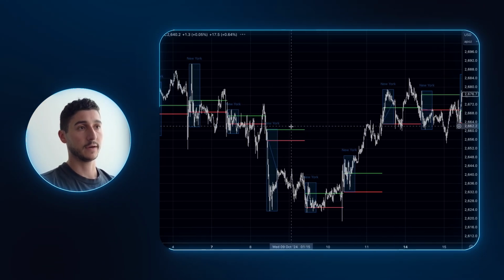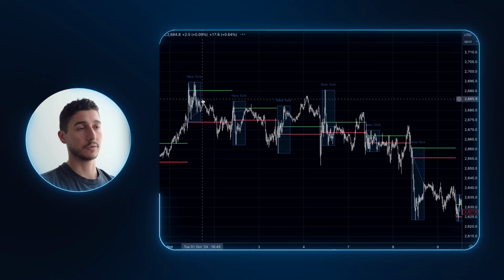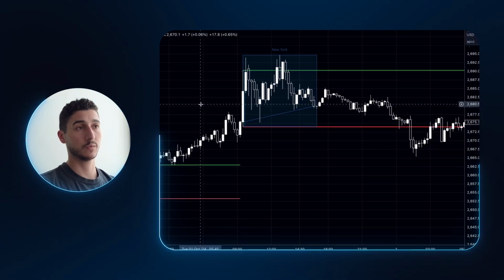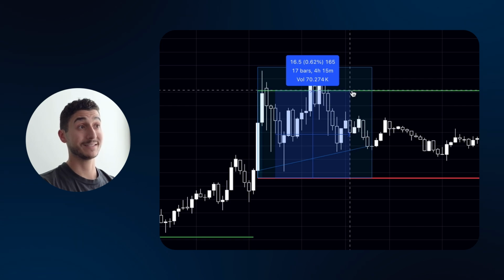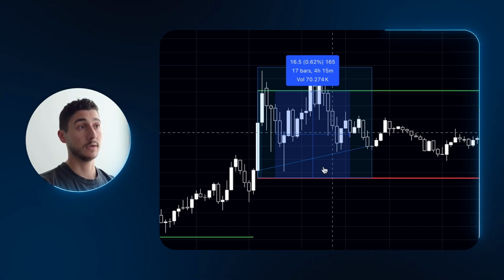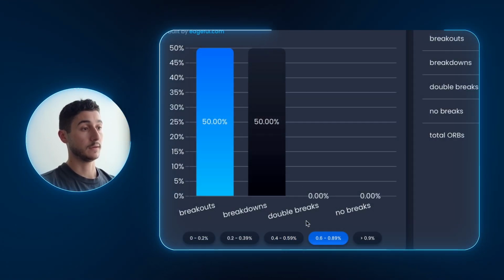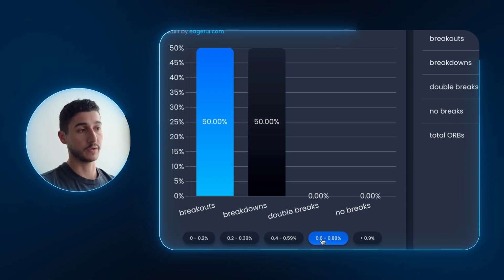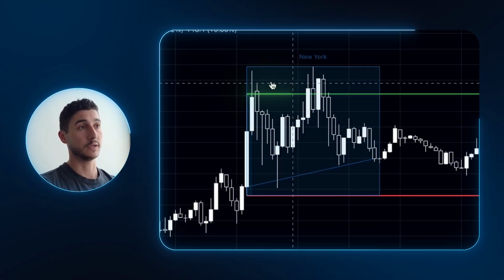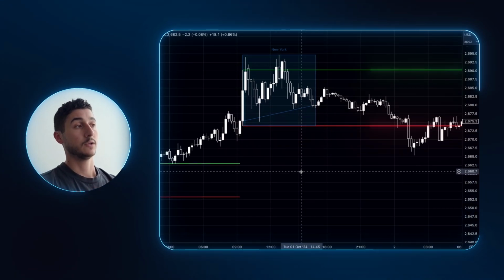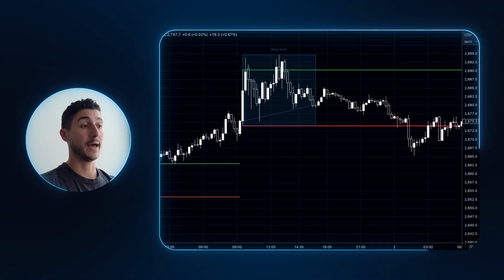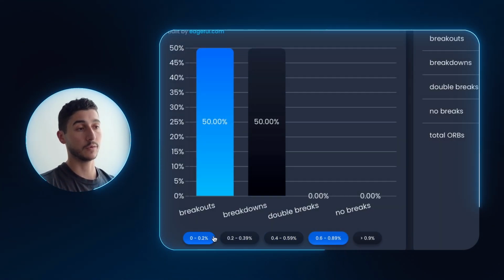Let's see if I can find an example with a larger ORB. Here's probably the biggest one that I've seen right here, and this one is 0.62%. So in this case, it did not break both sides. This is 0.62, it would fall in this bucket, and you can see it only broke out to the top side, never broke down to the bottom side. So this is what this report does. It allows you to filter down the ORB report.